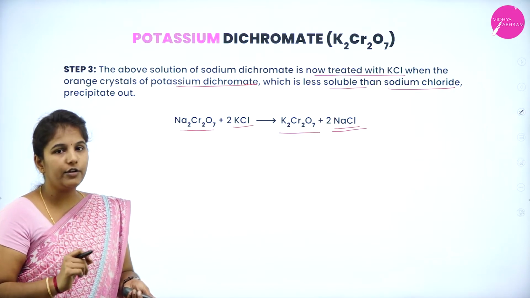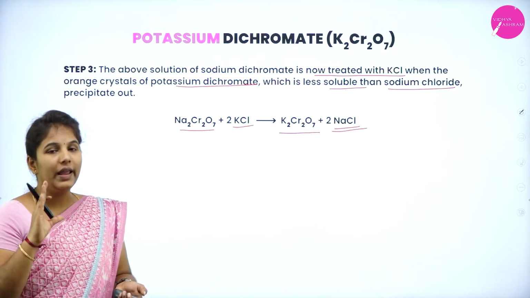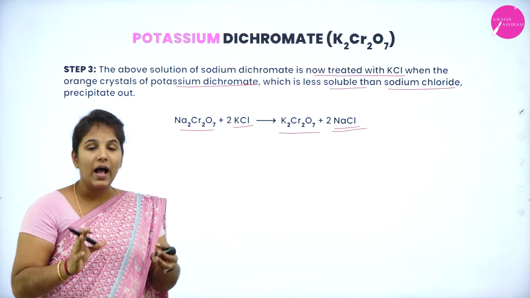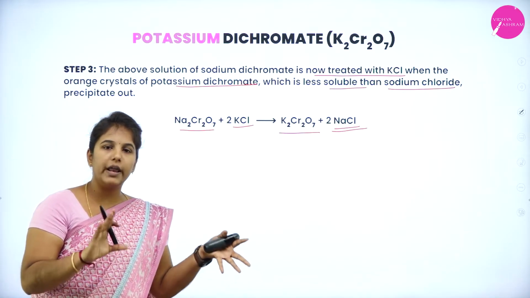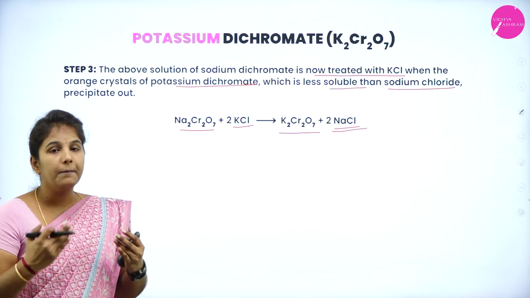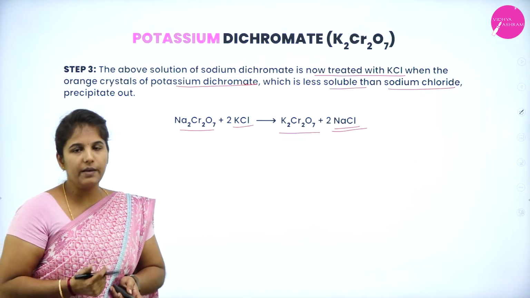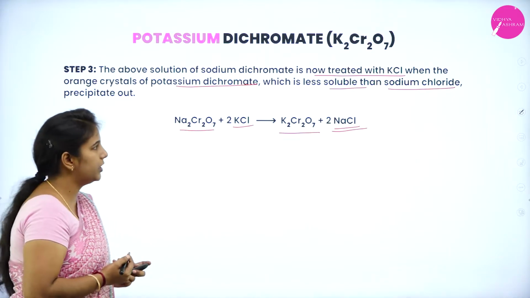So this is a three-step reaction where you prepare potassium dichromate from the chromite ore. I already told you that this preparation is very important from the examination point of view. Either potassium permanganate or potassium dichromate will be asked. Most of the time potassium dichromate will be asked for 3 marks. Hope you all understood this preparation.